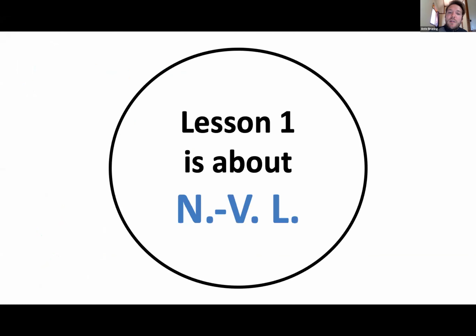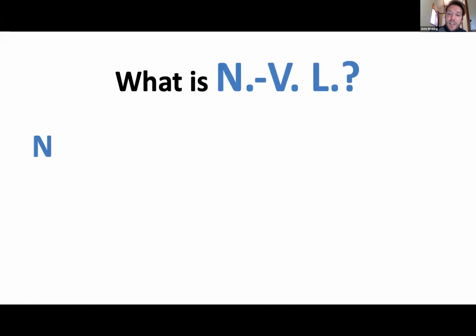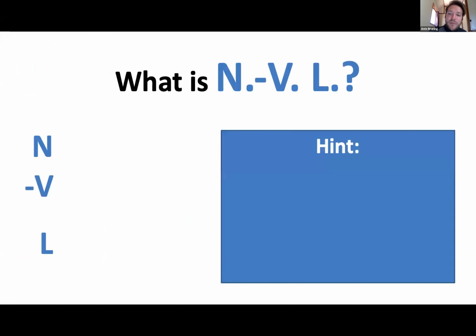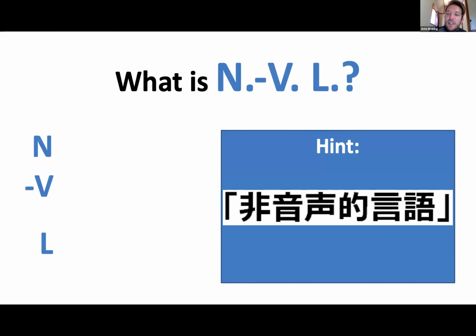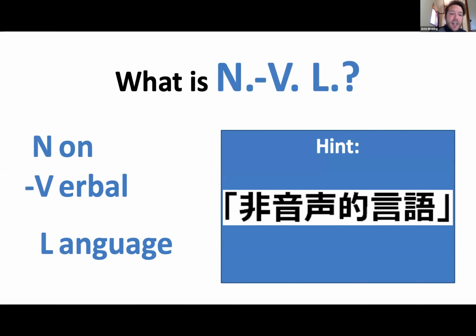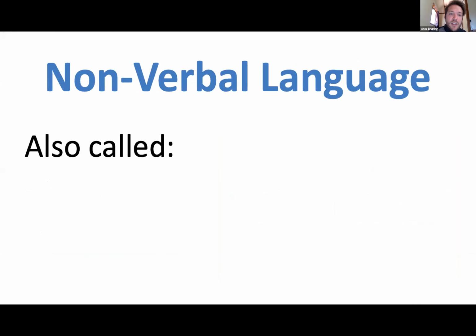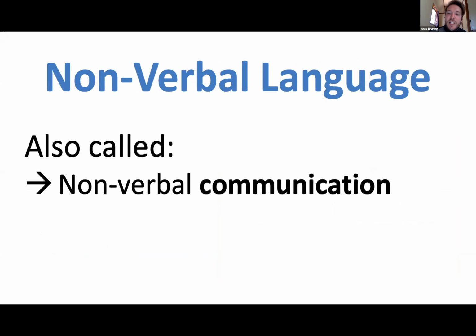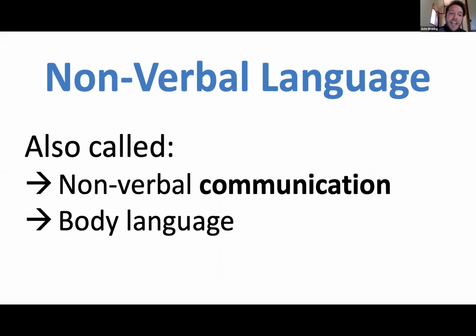Lesson 1 is all about NVL. What does NVL mean? In Japanese, this is what NVL means. You say non-verbal language. So lesson 1 is all about non-verbal language. You can also call non-verbal language non-verbal communication or body language. These all have the same meaning.